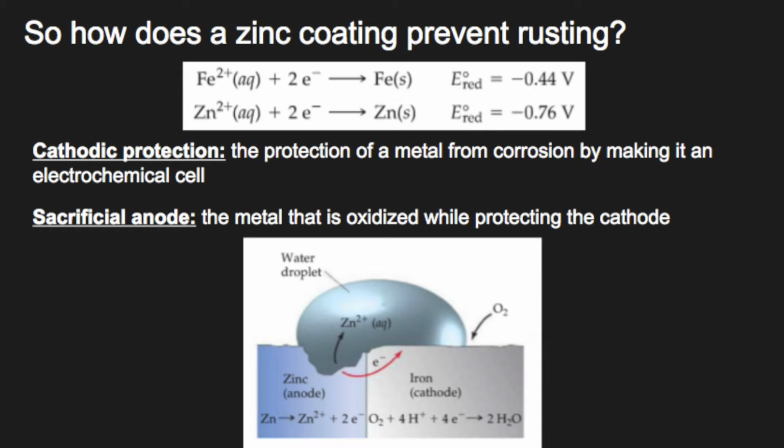The metal that is oxidized in order to protect the cathode is called the sacrificial anode. In the galvanization of iron, zinc is the sacrificial anode. Iron had cathodic protection because zinc lost electrons more easily.